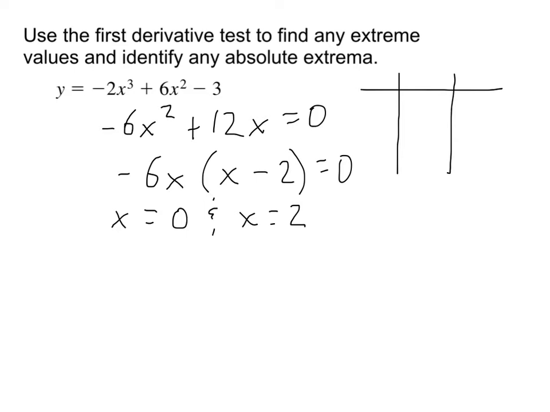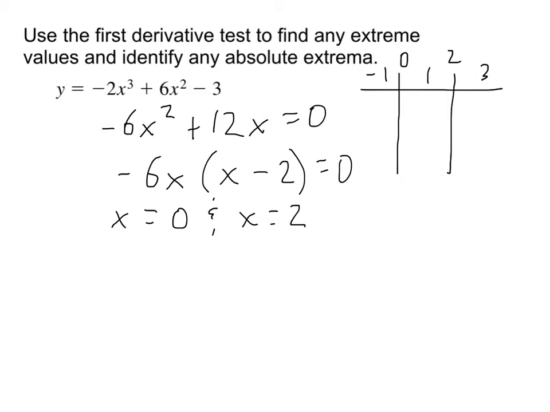We're going to test at negative 1, that's just to the left of 0. We're going to test at 1, just to the right of 0 and to the left of 2, and then just to the right of 2 we'll test at 3. So we'll test these 3 values and see what happens. So let's take a look at this.